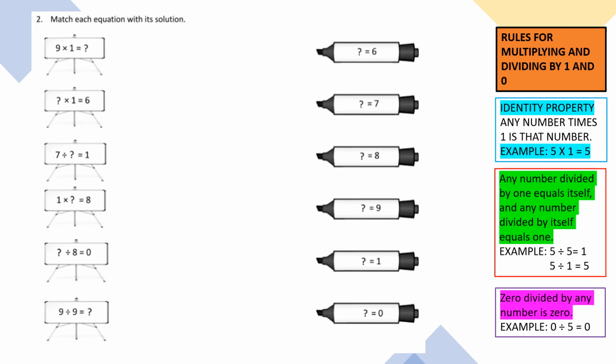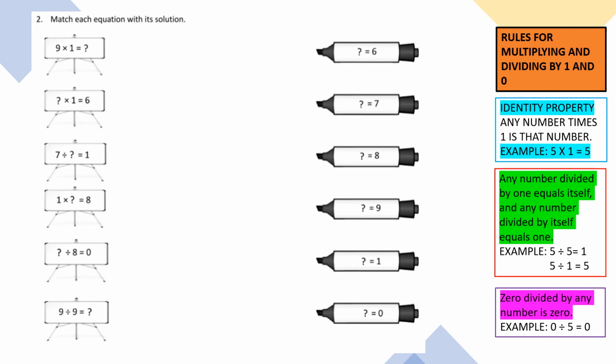Okay, so on this page, we have some markers that look like dry erase markers on one side, and then on the other side we have some displays on easels. And what we're going to do is match each equation with its solution. Now remember our rules for multiplying and dividing by 0.